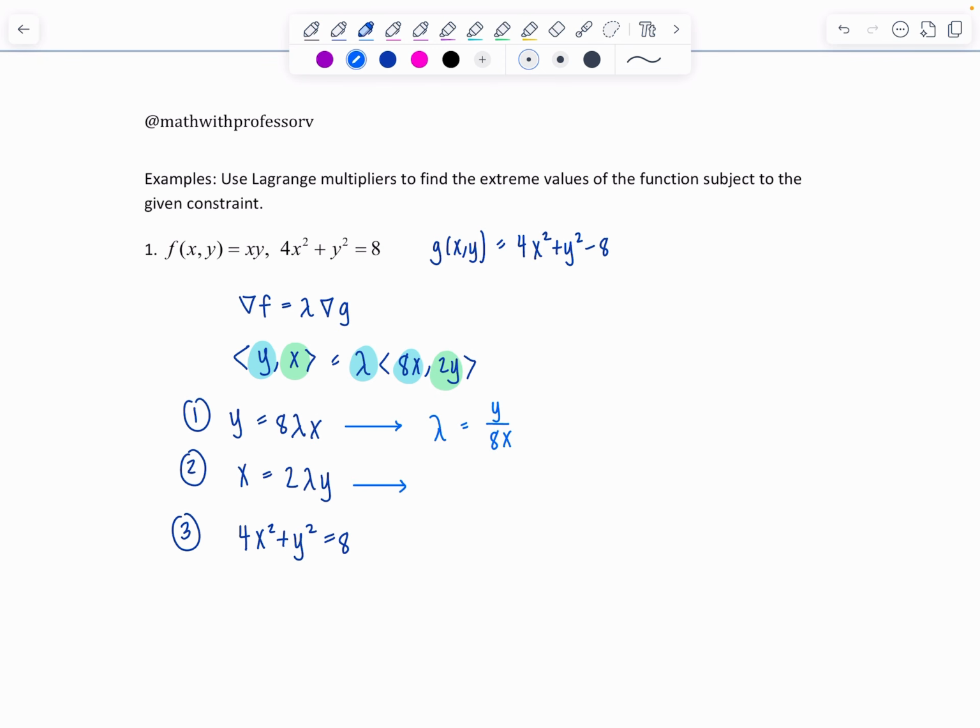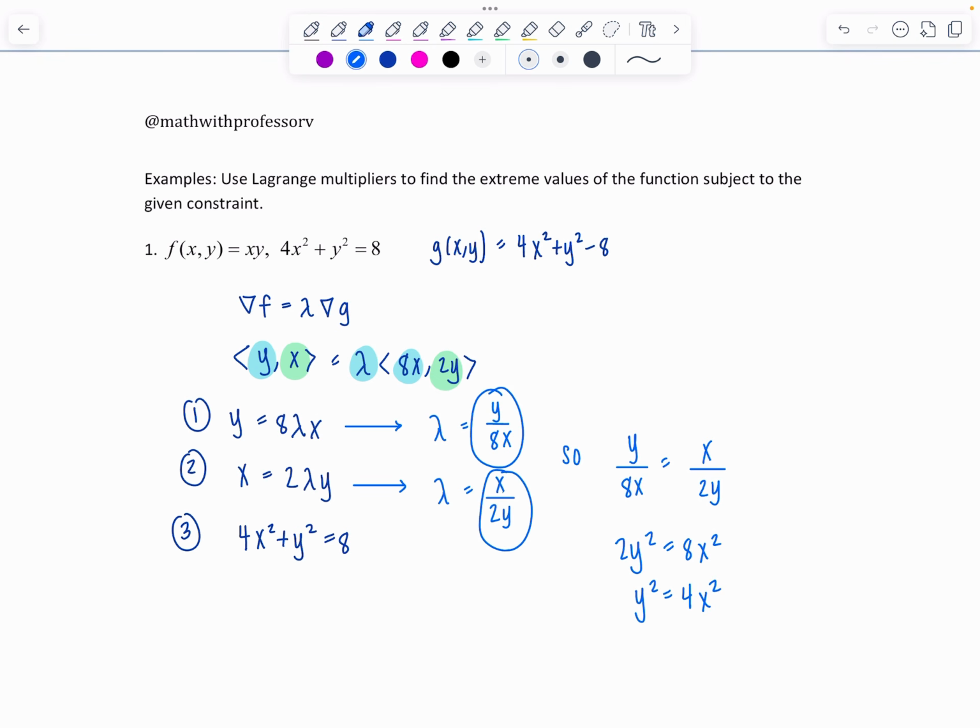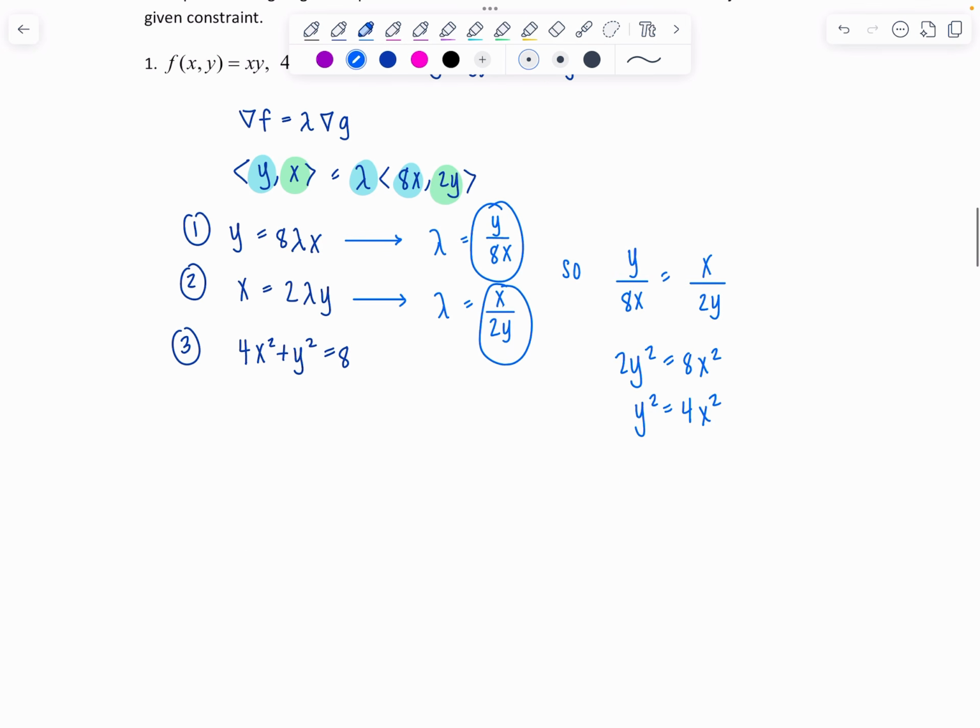It's just practice and pattern recognition, and sometimes you can have more than one approach. That's totally fine. So from the first equation, lambda equals y over 8x. From the second, lambda equals x over 2y. If I set those equal to each other, because they're both equal to lambda, I get y over 8x equals x over 2y. If we cross multiply, we get 2y squared equals 8x squared. So y squared is 4x squared. And I'm going to stop there and substitute this into equation 3.